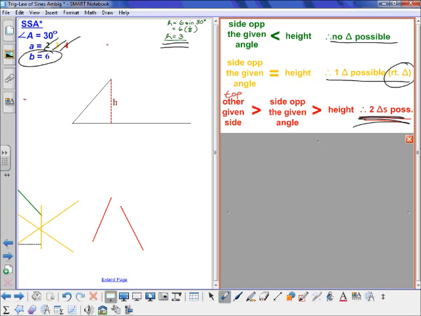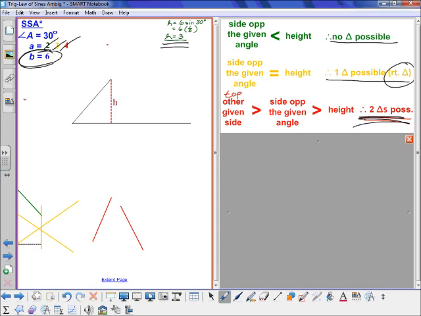Okay, notice all 3 of those cases again were less than this other given side. Okay, so we could do the same thing with 5, but it's still going to be bigger than the height, still going to be less than this, so it's going to be 2 triangles possible.